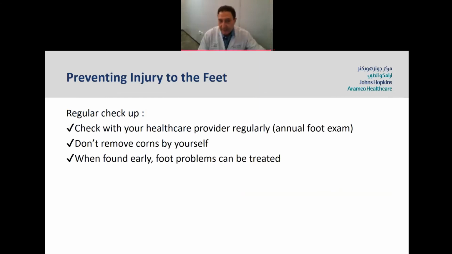Regular checkup. Check with your healthcare provider regularly. Have an annual foot exam, at least if you don't have any problems. If you have problems, every 3 months is preferable. Don't remove corns by yourself or use your nails or fingers to do that. Please come and see the podiatrist to do that. When found early, foot problems can be treated.